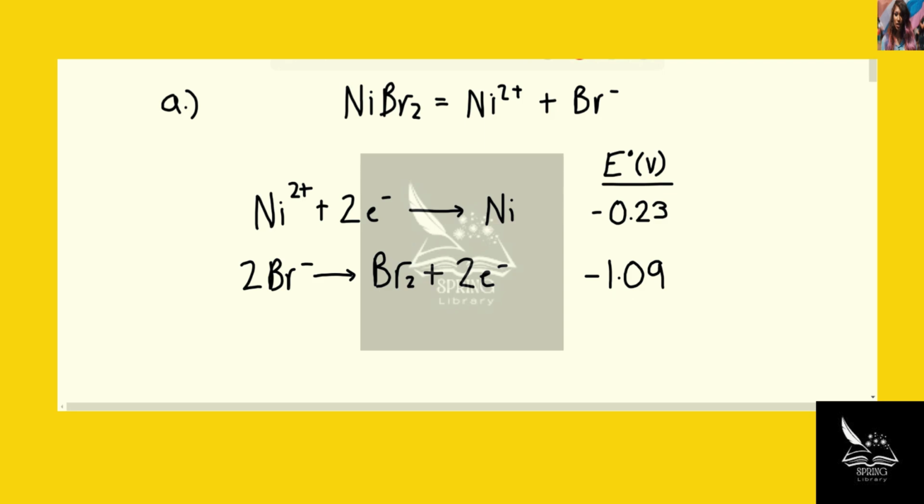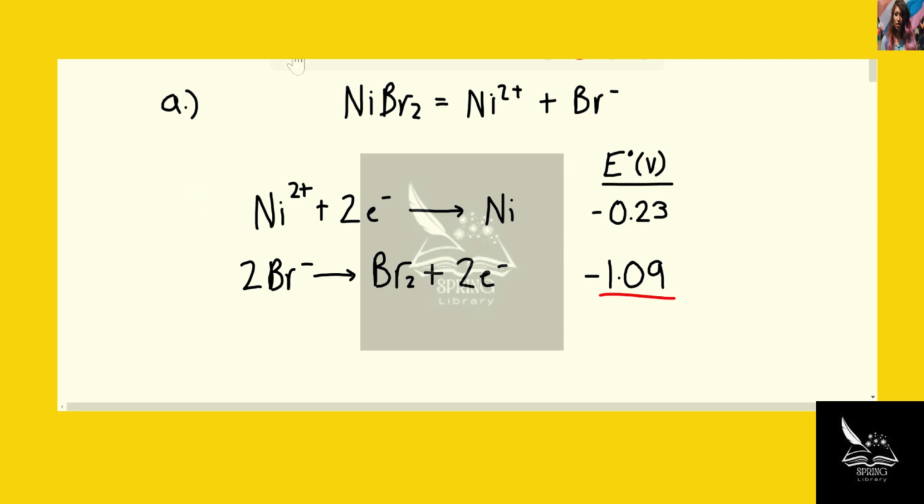And we can see from the standard reduction potentials, after we flip the sign of the standard reduction potential for Br2, that it corresponds to a value of negative 1.09, which is less than the standard reduction potential for the reduction of Ni2+. And so since the standard reduction potential of Ni2+ is greater than that for the oxidation of Br-, we can say that the first half reaction has a greater potential to be reduced, and therefore the second reaction has a smaller potential to be reduced and a greater potential to be oxidized.